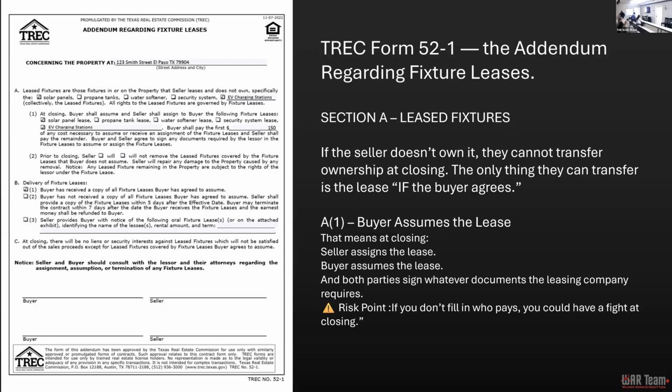All right. If you look at section A, it already identifies solar panels, propane tanks, water softeners, and security systems, because that's the most common. But there's other things that could be attached to the property that they don't own that they're leasing. I'll give one example that we had recently with another transaction. We had the charging systems for the cars, for the electric vehicle.